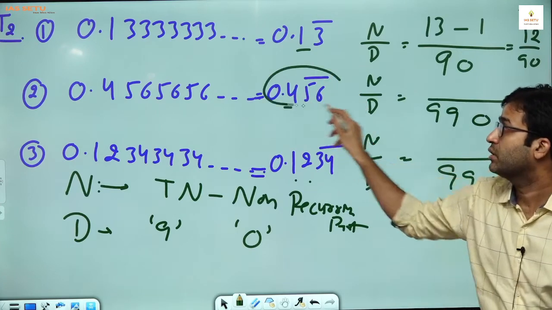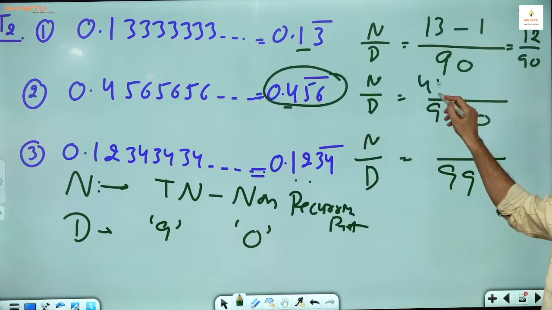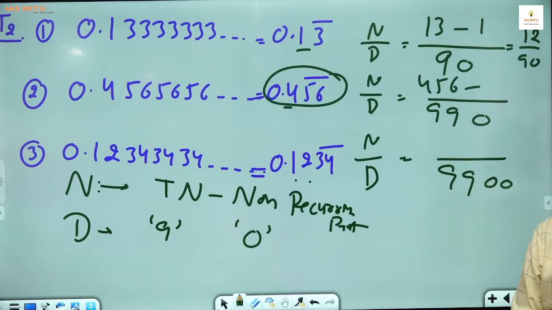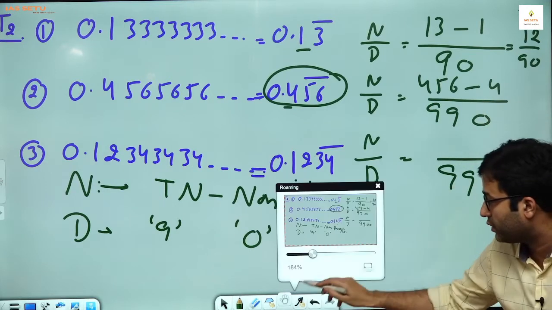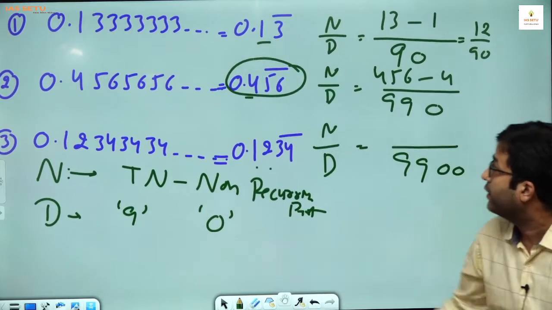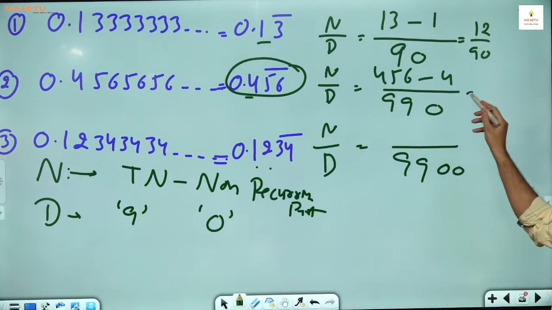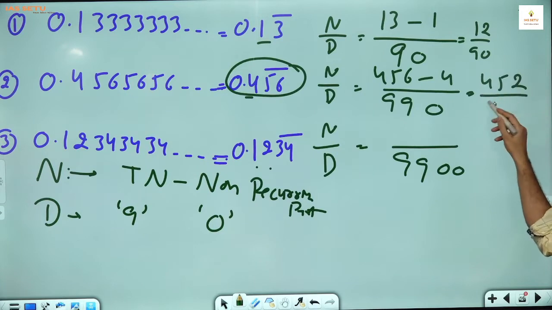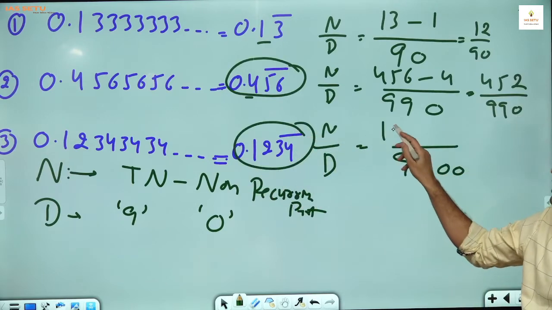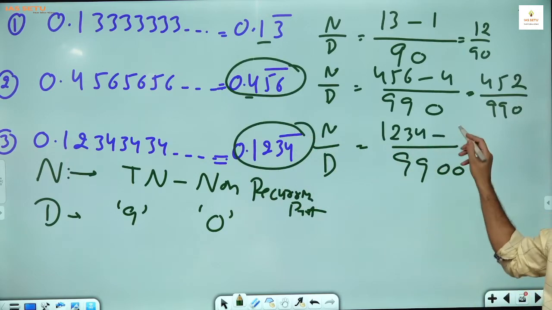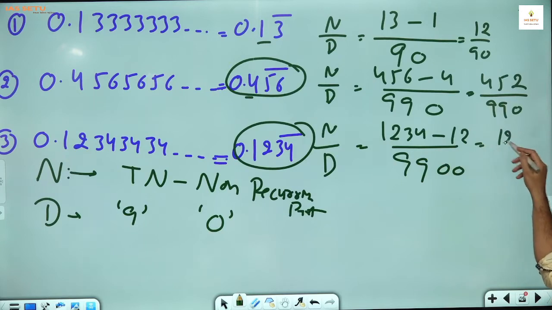Second question. Total number is 456. What is non-repeating, non-recurring? 4. So minus 4. So here it will come 452 upon 990. Third question, what is the total number? 1, 2, 3, 4. What is non-recurring? 1, 2. So this is 1222 upon 9900.